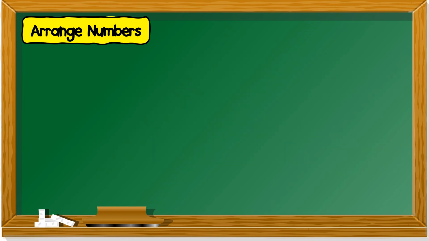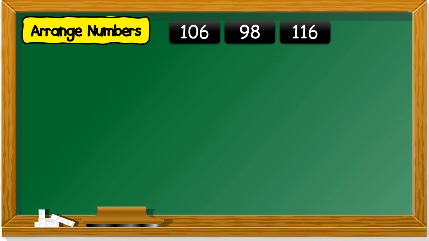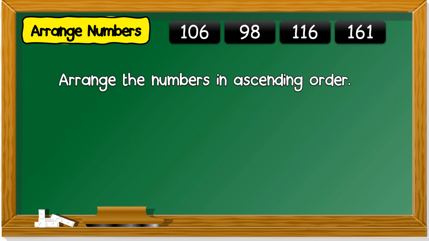Let's do some exercise. Arrange these numbers: 106, 98, 116, 161. All have three digits except for 98. 98 only has 2 digits. Okay, so we are going to arrange the numbers in ascending order. Ascending order means smallest to largest. Dari paling kecil hingga paling besar.